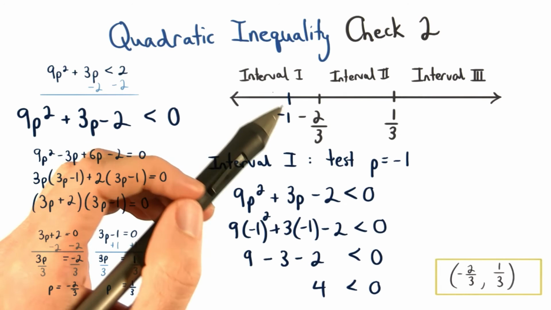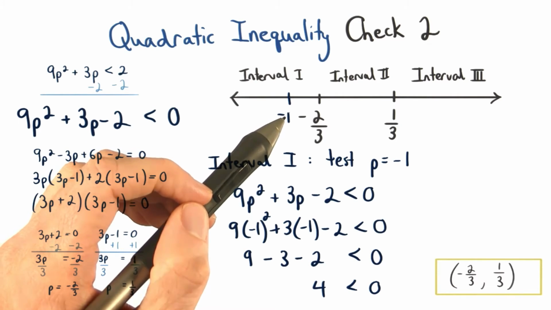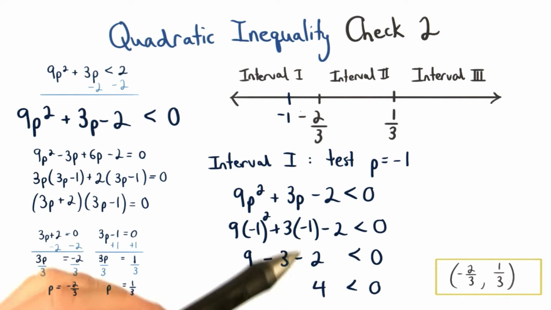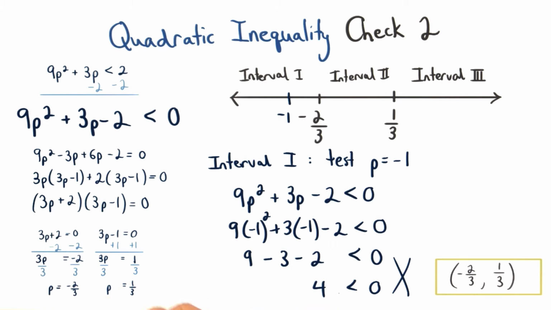For the first interval, we'll plug in p is equal to negative 1. When we plug in this value for p, we'll get the statement 4 is less than 0. We know this statement is not true, so we exclude this interval from our solution set.